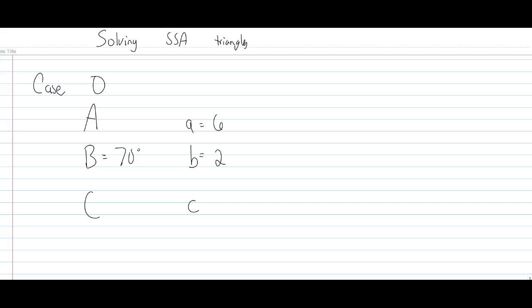So we have triangle ABC. We're given angle B is 70 degrees, little a is 6, little b is 2. And maybe you're having a hard time recognizing whether or not something actually is a side-side angle. We're given angle B, we're given little b, we're given little a, and now if you look at those markings, we can see maybe a little more clearly that this is in fact a side-side angle scenario.